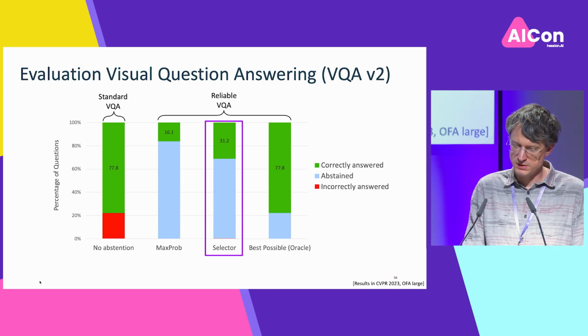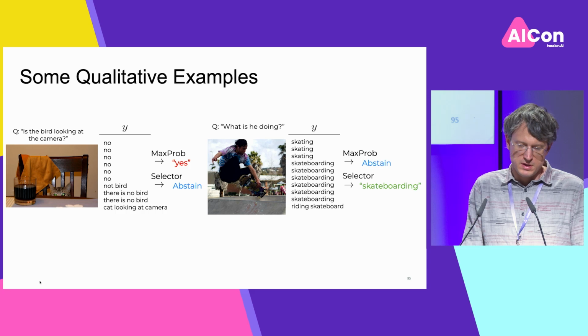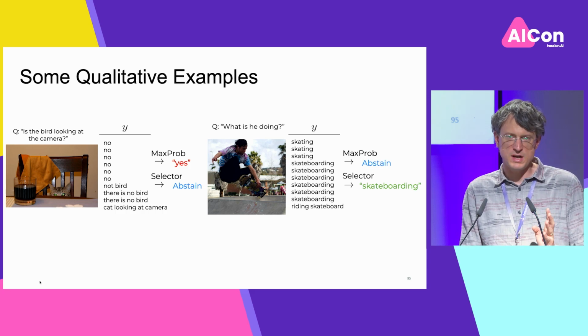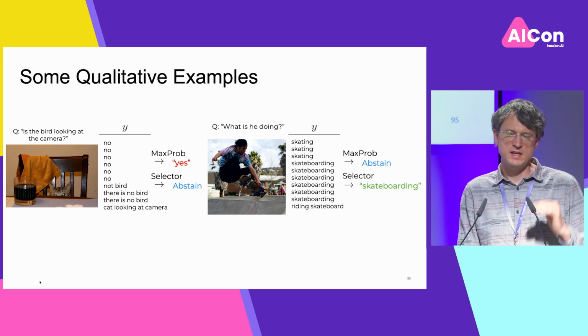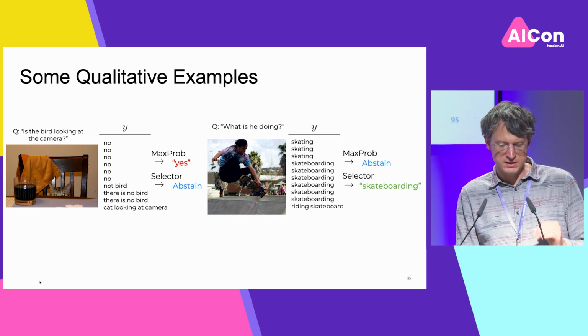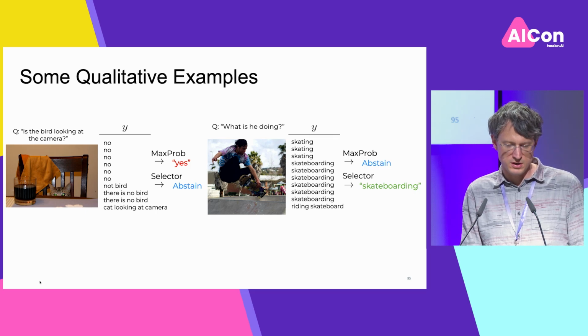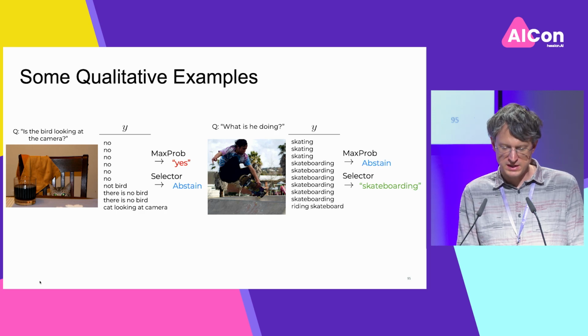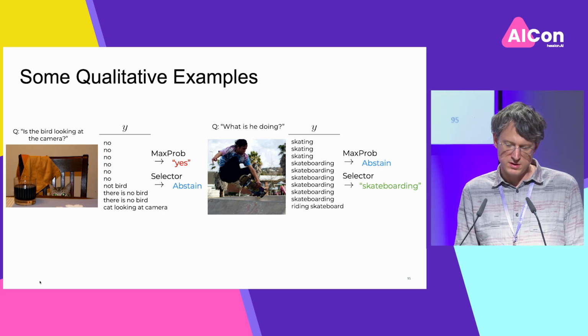Some examples of this. Just to explain, Y is the ground truth answer. In this data set there are 10 ground truth answers, so we have listed them all here in this example. The first question is: is this bird looking at the camera? The model incorrectly predicts yes, but the selector abstains. In a second example, what is he doing? The model correctly gets skateboarding, but the MaxProb model decides to abstain.